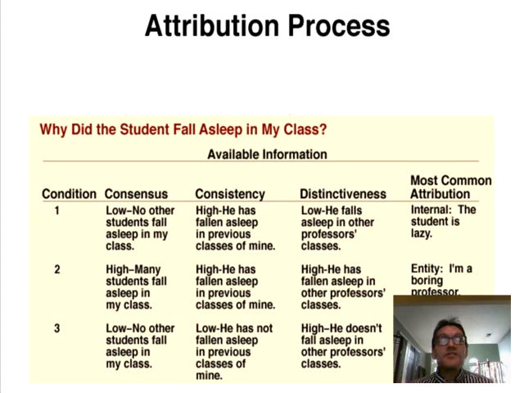I look for consistency. He's fallen asleep in previous classes. In other words, this is not a one-off. This is something that happens over and over and over. Is it distinct? He falls asleep in all other psychology classes, not just mine. Okay? And the most common attribution would be this student is lazy, an internal dispositional attribution. Gotcha? Because nobody else is falling asleep. The guy does it over and over and over and does it in different contexts.